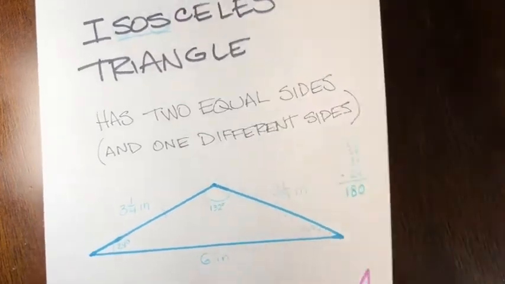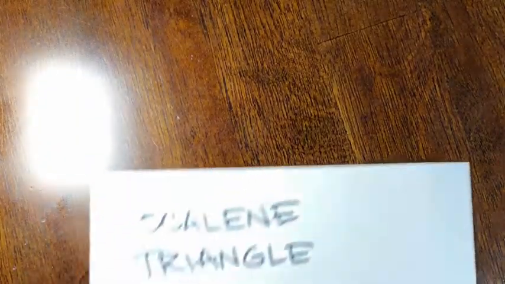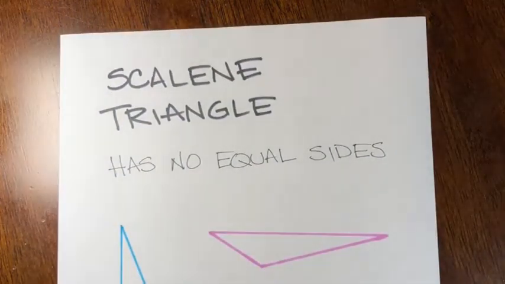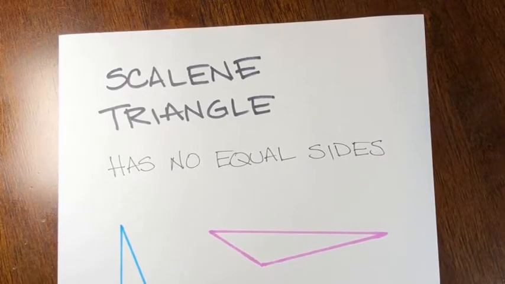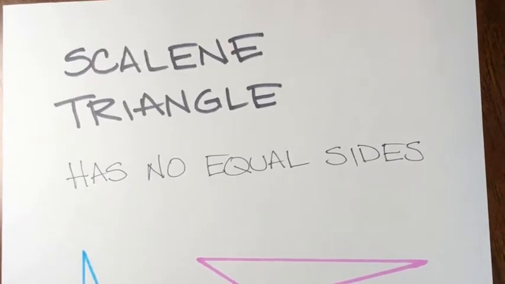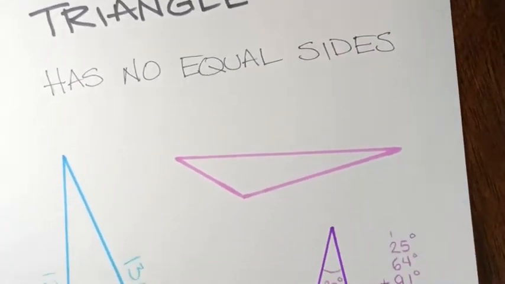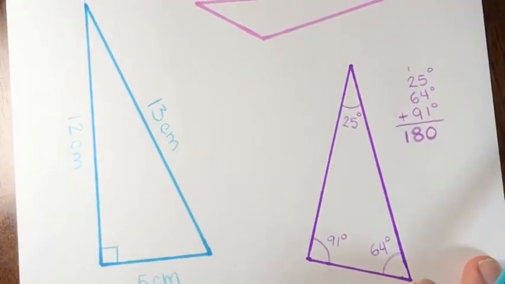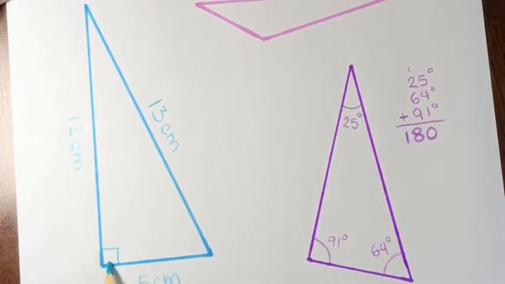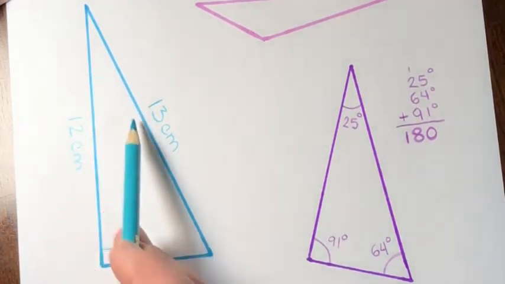Okay, so last one we're going to do today is the scalene triangle. And scalene triangles have no equal sides. These are the odd triangles that have no sides the same. They may look like this. They may even look like a right triangle, because you can see on this right triangle, it does have a right angle in it, but it's 5 inches or 5 centimeters there, 12, and then 13.